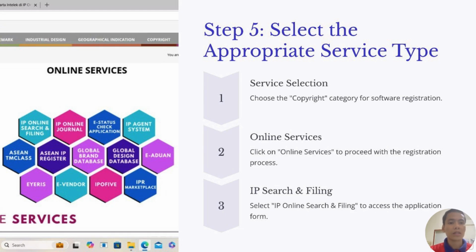After the registrant successfully logs into the website, the registrant needs to select the service type. Select the appropriate registration category for software. For computer software, usually the relevant category is copyright. Other than that, the registrant can click on the online service to continue the registration process.